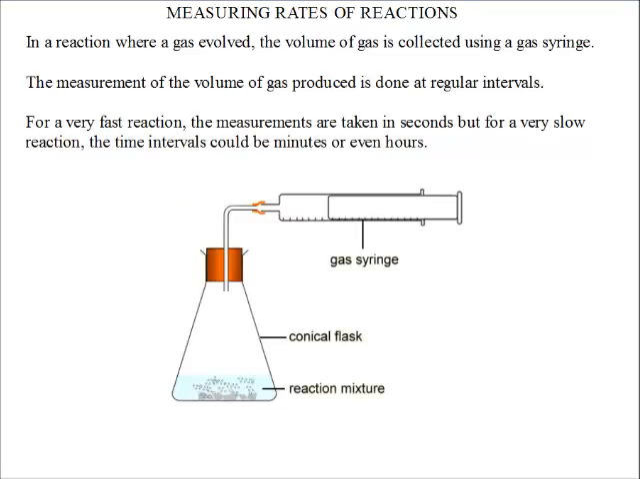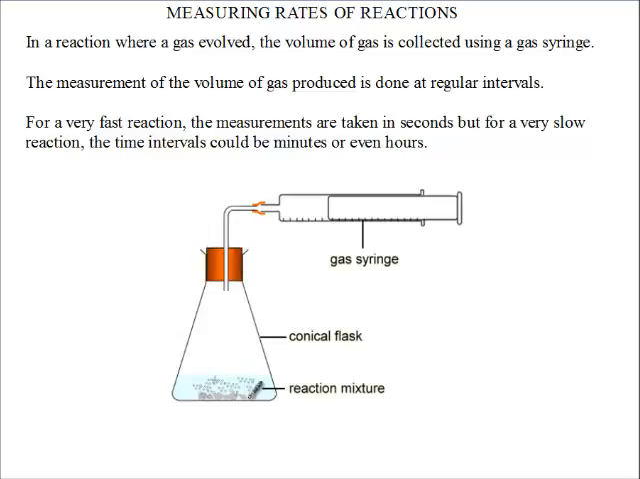Now this is a practical way of measuring rates of reactions. In reactions where a gas is evolved, the volume of gas is collected using a gas syringe. So here the reaction is taking place inside the conical flask. Now this is a closed system. It is a closed system because there is no interaction with the surroundings.